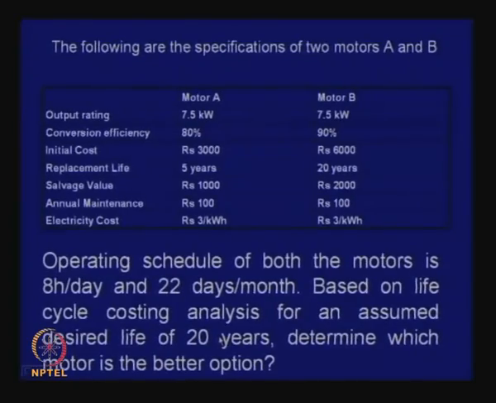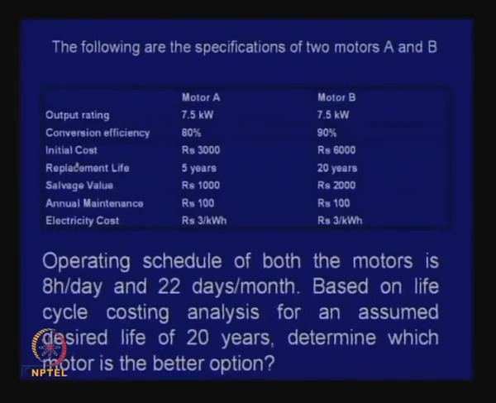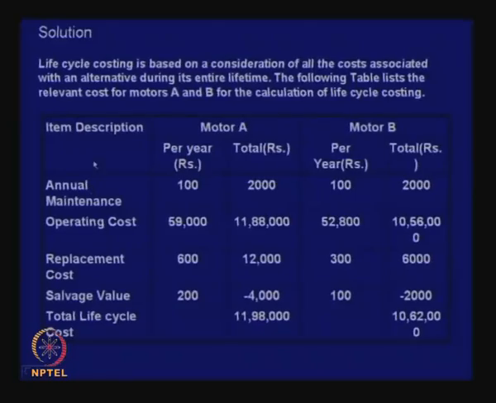This is the problem. We have to look at the life cycle analysis, because we are talking about initial cost, and we are also talking about salvage value when its life is over. Now, we solve this problem by doing a life cycle analysis. The life cycle costing is based on a consideration of all costs associated with an alternative during its entire lifetime. The following table lists the relevant costs for motor A and B for calculation of life cycle costing.